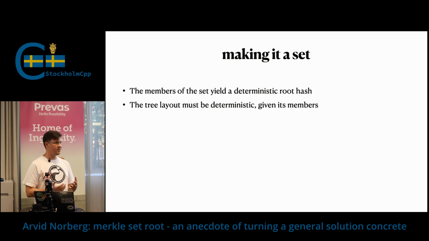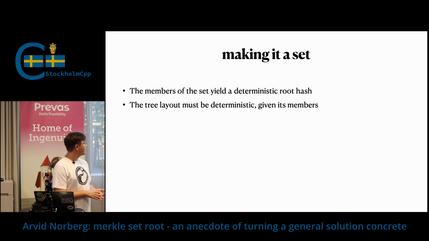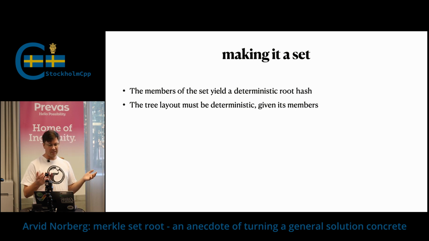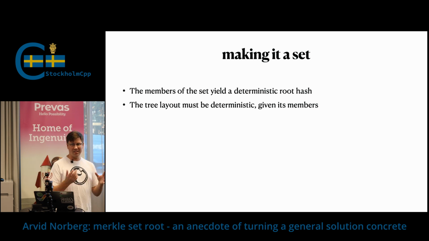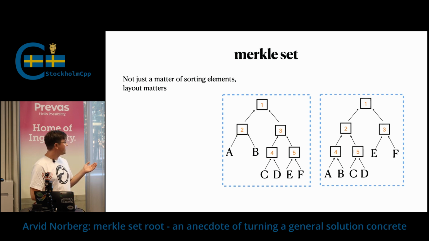If we want it to be a set, then we want the same items to always yield the same root. So that means you can't order it willy-nilly and make any kind of tree. It has to be deterministic. So for example, here are 2 examples of the same leaves, but they would give you different roots because the layout of the tree is different. So not only do you need to sort the elements, you also need a deterministic way of actually building the tree to have this feature.